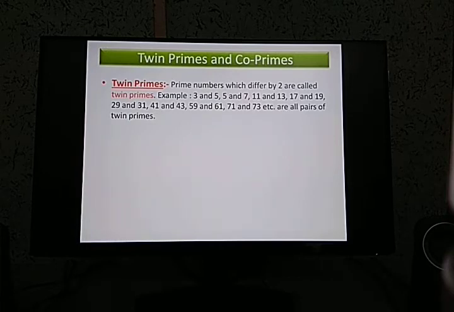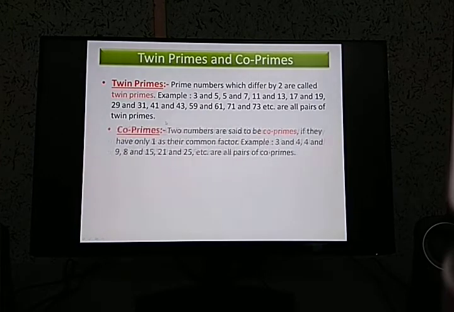For example, you can see 3 and 5. What is the difference between 3 and 5? 2. 5 and 7, 2. 11 and 13, 2. 17 and 19, 2. 29 and 31, 2. So all these pairs of prime numbers whose difference is 2, which means if we subtract we get 2, those are called twin primes.